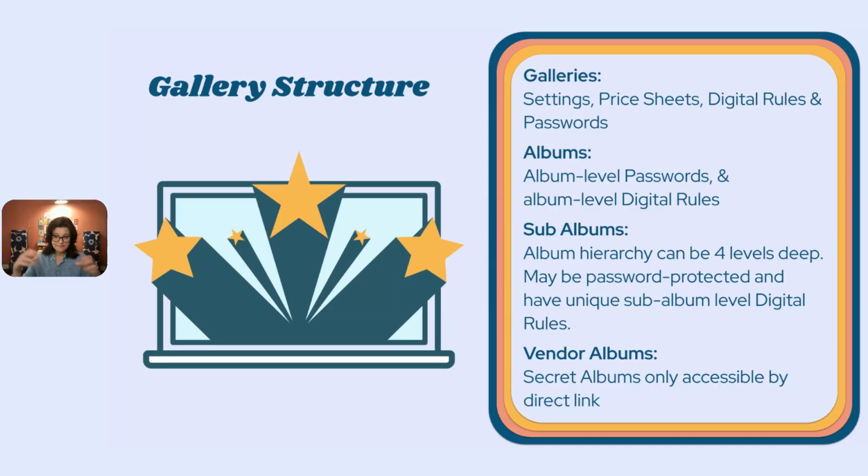So that's the main folder. And with albums, you can attach album level passwords. You can also do album level digital rules so that they could just download from a certain album. Then within albums, you can also have sub albums. So like sub folders. Those can also have their own password, and they can also have their own digital rules. You can go 4 levels deep. So you can have galleries, albums, sub albums, and then sub albums.